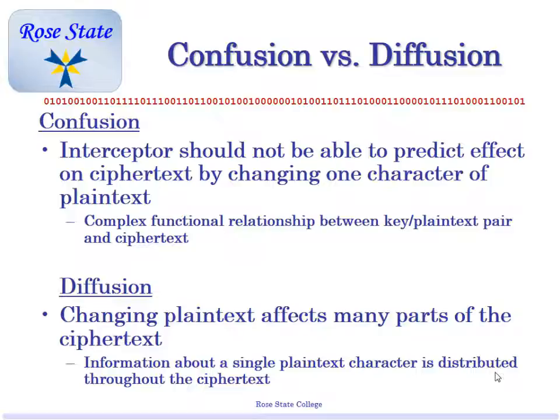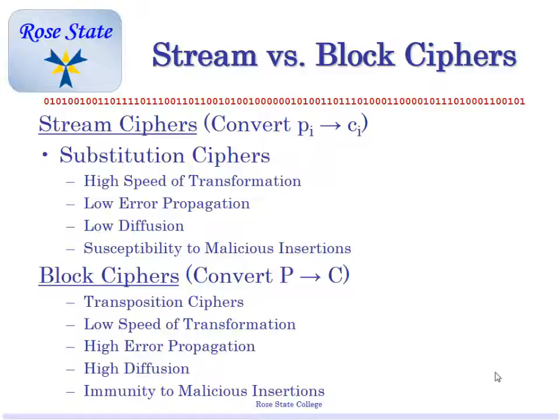Okay. Stream versus block. Stream is we're encrypting things as we get them, maybe one at a time. Okay. It's a high speed of transformation. In other words, we're transforming it as we get them. Okay. Low error propagation. So if I'm typing and we're sending the letters across one at a time, if I miss one letter, obviously that one letter is going to cross incorrectly, but it's not going to affect the prior letter or the next letter because I'm doing one letter at a time. Low diffusion. Again, it doesn't mix my message up at all. And it's also susceptible to malicious insertions. Someone could get a hold of my stream and insert stuff into it.